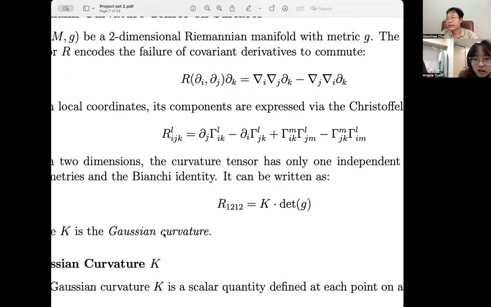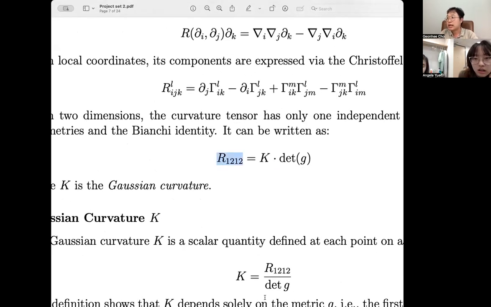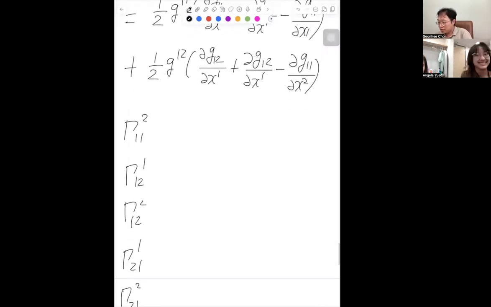But once you get this, then this will give you the Gaussian curvature completely. So this is a computational recipe. Now let me explain. It just gives you the value.